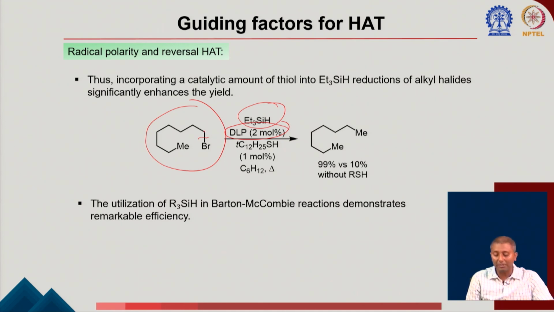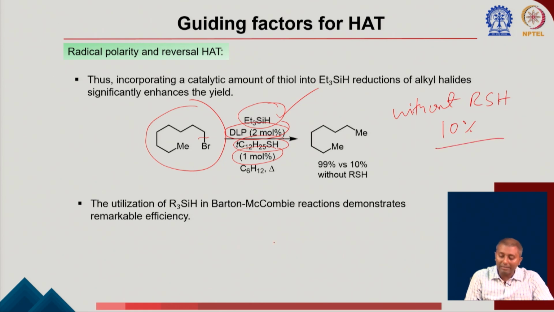Now, this radical species is going to get a hydrogen source, okay, not directly from the silicon hydride, because you are using the thiol at 1 mole percent as a polarity reversal catalyst. So, previously if you do not use thiol, I can say without RSH, your yield is 10%, and once you add this 1 mole percent of the corresponding thiol, your yield is 99%. So, you can see what the difference is. Okay.